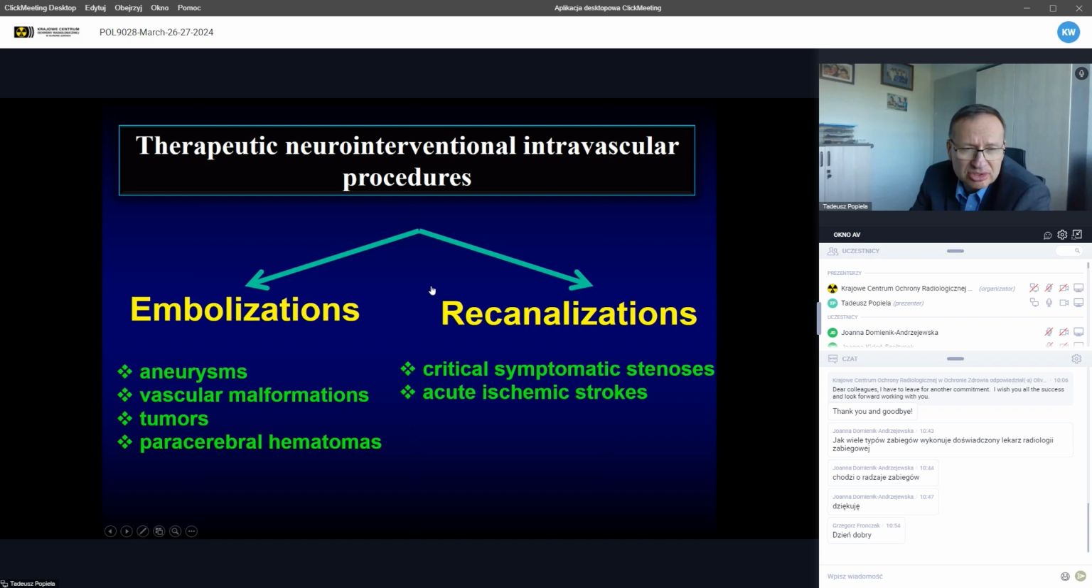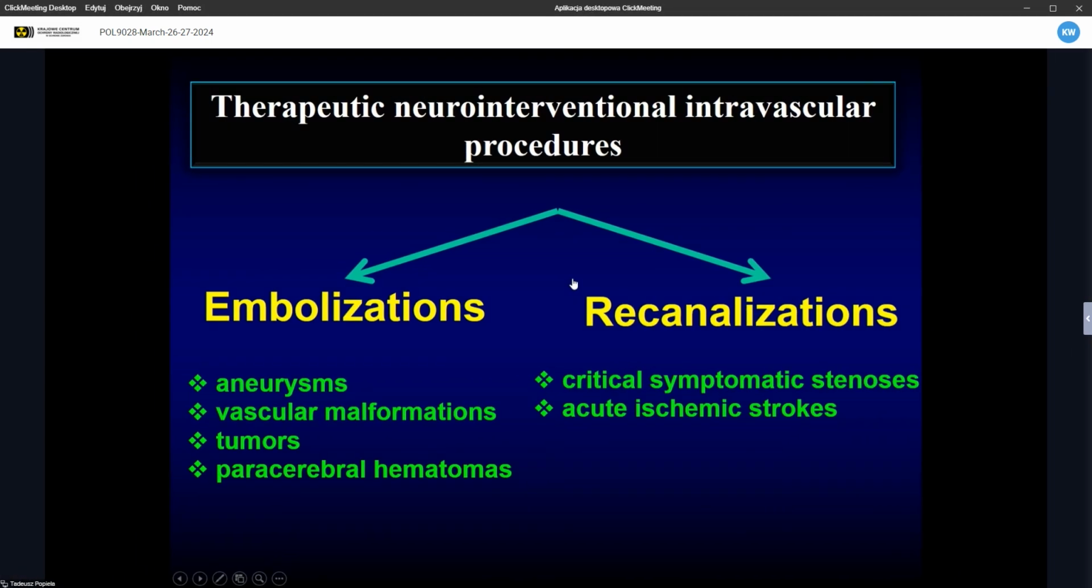In terms of embolization, we perform it mainly for aneurysms, so-called vascular malformations, tumors, or paracerebral hematomas. Those are the most common procedures where we use embolization. If we are talking about recanalization, that is mainly for critical symptomatic stenosis, which, luckily for the patients, is quite rare, and most often in acute ischemic cerebral strokes.